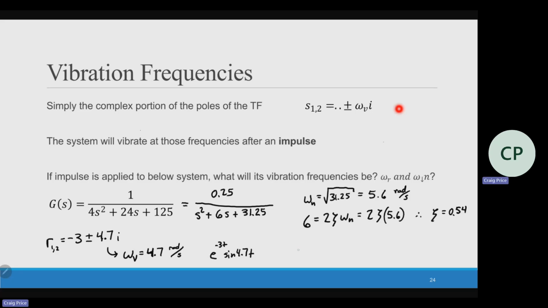Then we can find the resonant frequency. Using our equation sheet, it's equal to natural frequency times the square root of 1 minus 2 zeta squared. And this would be 3.62 radians per second.